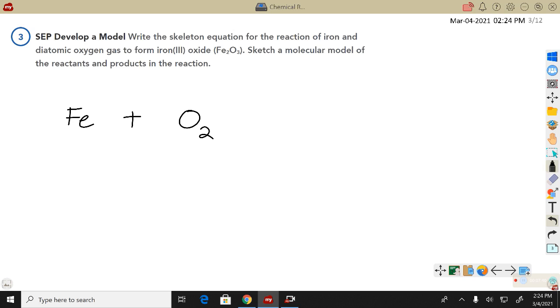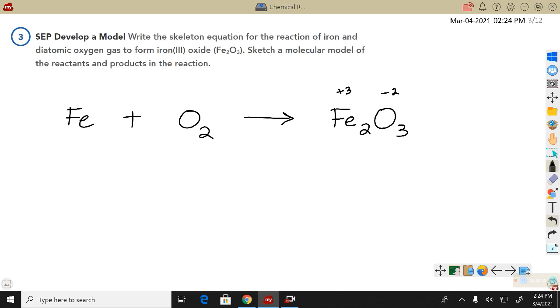Okay, so these are my 2 reactants, iron and oxygen gas, to form, that means my arrow, and then iron 3 oxide. And how generous, they're even giving me the formula. That doesn't always happen. Sometimes we might have to say, well, iron is +3, oxygen is -2. So yeah, I can still write formulas. So maybe this would be my skeleton equation or my symbol equation.